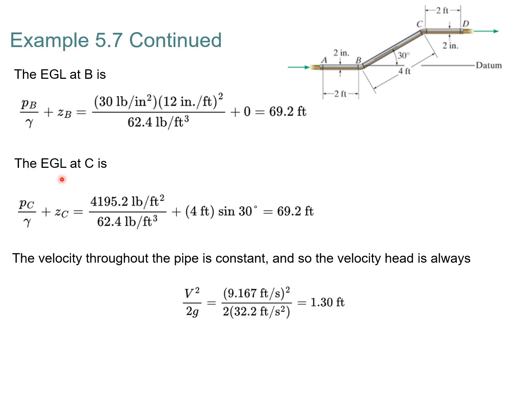Similarly, we can calculate the energy grade line at C. So we can plug in the terms we know for the pressure, PC divided by gamma. ZC again is 4 feet times the sine of 30. So we calculate that to be 69.2 feet, exactly the same, and that makes sense because the pipe is a constant diameter. The velocity in the pipe is constant, so the velocity head is always going to be equal to V squared over 2g, 1.30 feet.